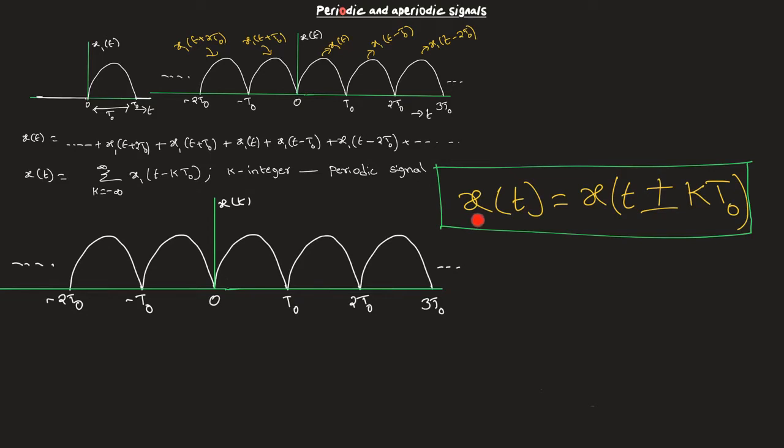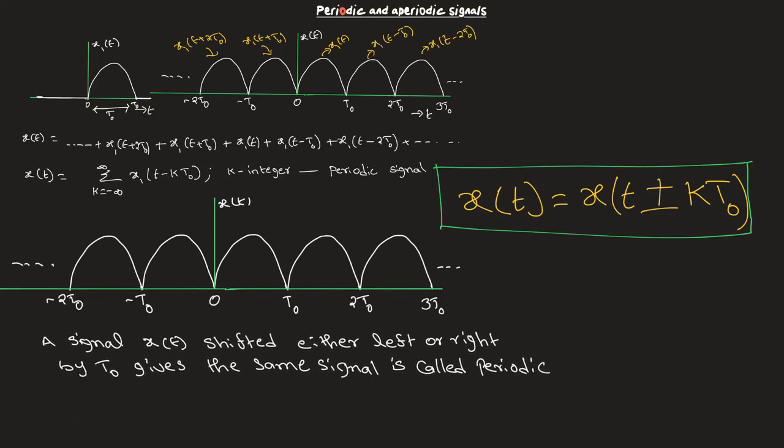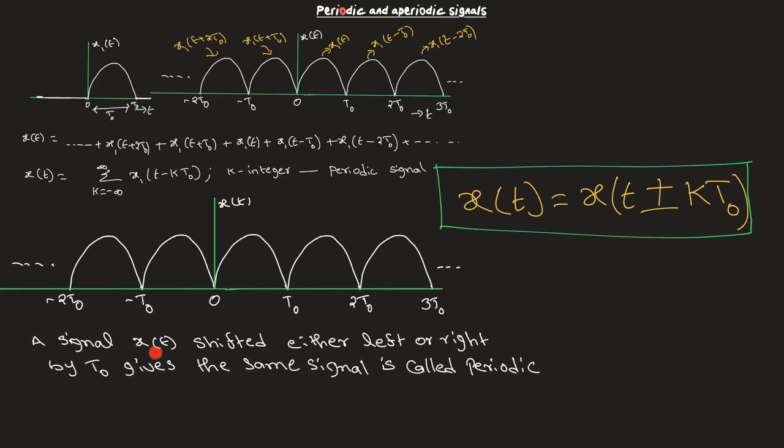Consider the signal x of t, shift that signal either to the right side or left side by a value T naught or its integer multiple. The shift by a value T naught does not bring any change in the parent signal. That is, the shifted signal is the same as the parent signal. In general, a periodic signal can be defined as follows. If a signal x of t is shifted either to the left side or right side by a value T naught or its integer multiple and gives the same signal, then it is called a periodic signal.